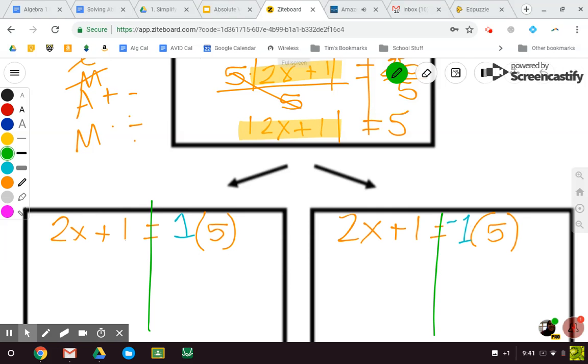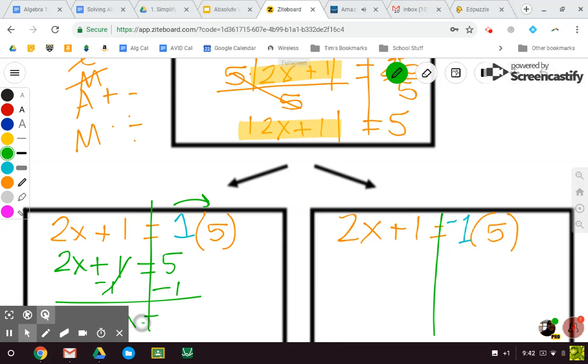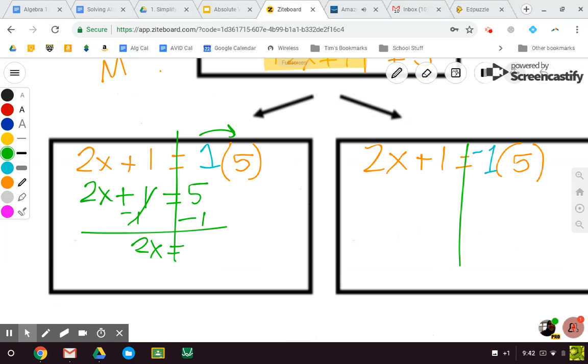Okay, now let's set up this problem. Solve it using please don't call me after midnight. Nothing to prepare. Let's distribute. So we got 2x plus 1 equals 5. Subtract 1. So we got 2x equals, let's see, what is that? 2x equals 4. And I just divide by 2. And I got x equals 2.